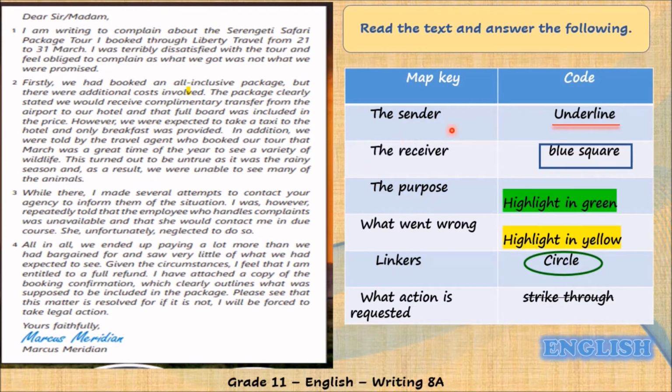You are going to underline the sender and then the receiver, put it into a blue square, and then highlight in green the purpose of this letter. And then you will highlight in yellow what went wrong during this trip. Then circle the linkers, and what action is requested through this letter, strike it through.